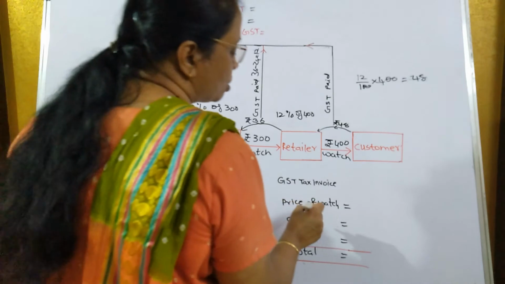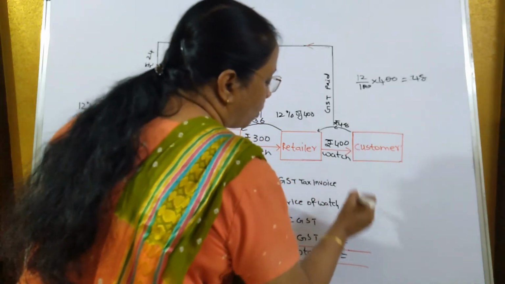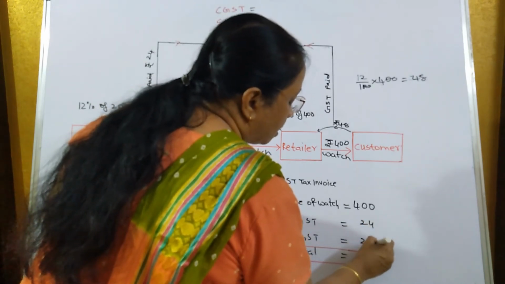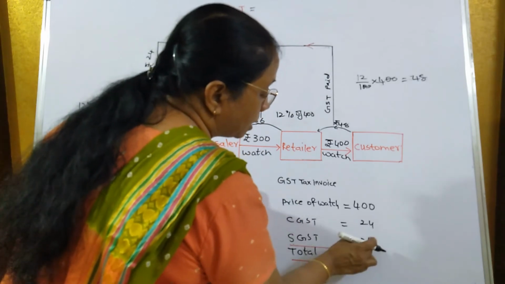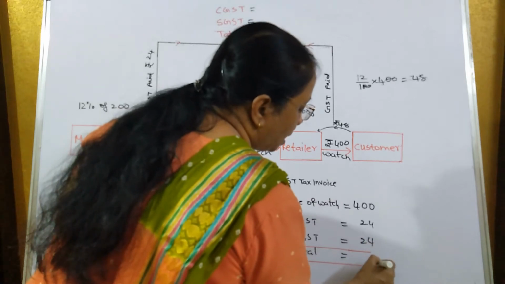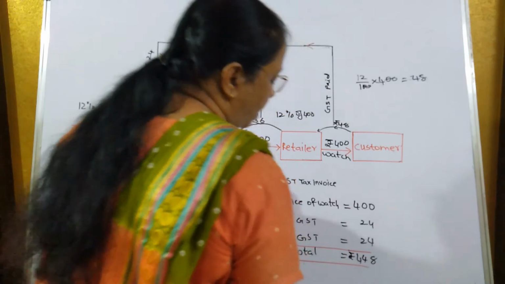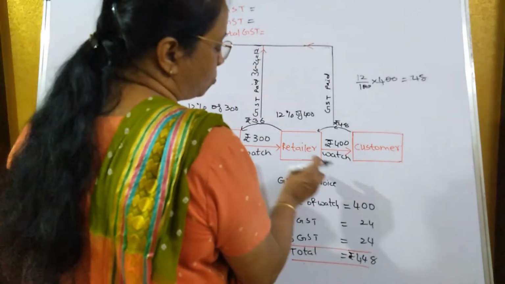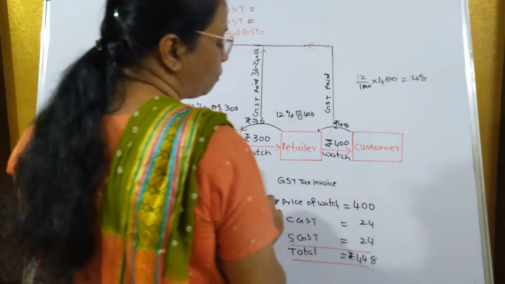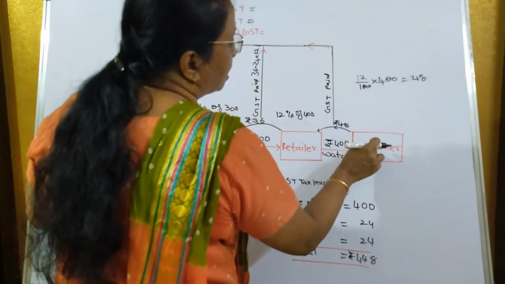तो टैक्स इनवॉइस में वो कितना बताएगा? प्राइस ऑफ वॉच इज हाउ मच? 400. 48 का आधा कितना है? 24. और SGST का आधा कितना? 24. तो CGST हो गया 24, SGST हो गया 24. तो बिल में कितना बताएगा? 448 rupees. So the tax invoice which the retailer will prepare to show it to the customer will be 448. The 48 rupees which the GST has to pay, he will get it from the customer.